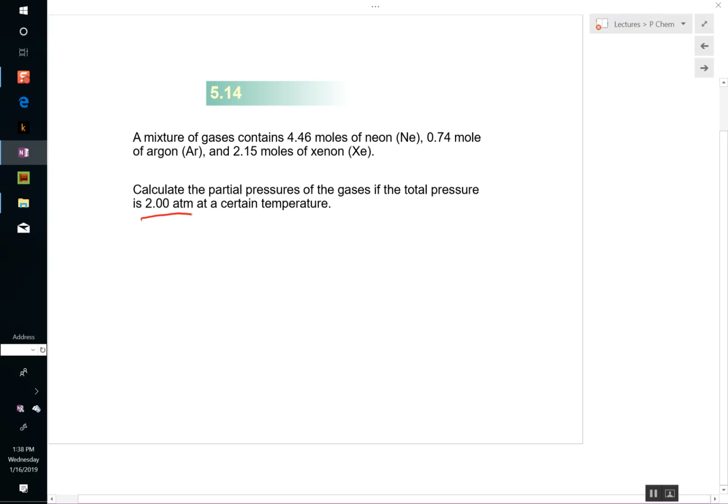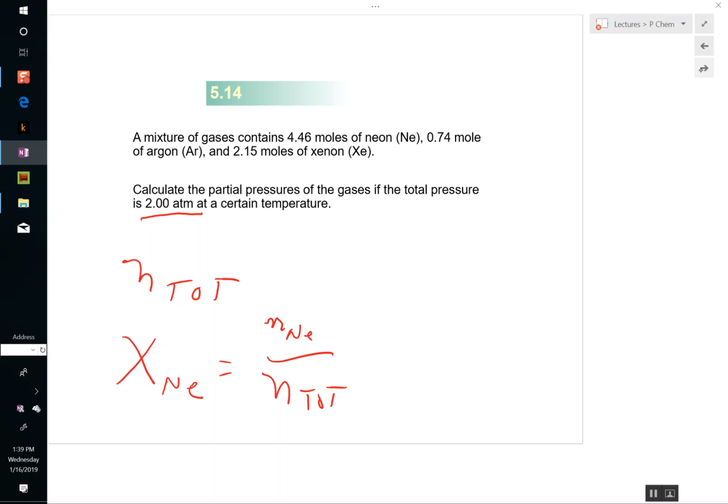All right, here, this problem is giving you the pressure, and it's giving you the moles of each of these gases. You got neon, argon, xenon. Fairly straightforward, you can get the N total, and then you can get the partial pressure of each one. The mole fraction is going to be the moles of neon over N total. You get that mole fraction, and fairly straightforward application of that previous equation.